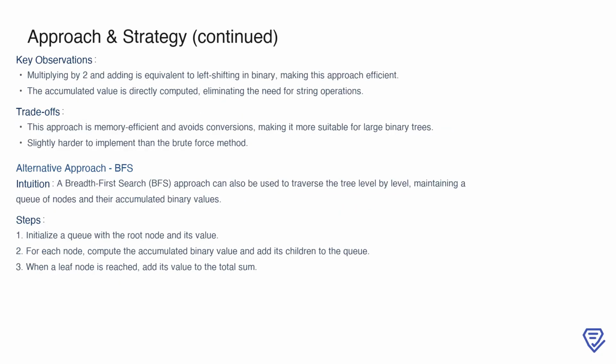One of the key observations about the optimized DFS approach is that multiplying by 2 and adding the node's value is equivalent to a left shift operation in binary arithmetic. This makes the computation extremely efficient, as it avoids unnecessary string manipulation entirely. By directly accumulating the binary value, we streamline the process and significantly reduce memory usage. This approach also eliminates the repeated conversions that were a bottleneck in the brute force method.